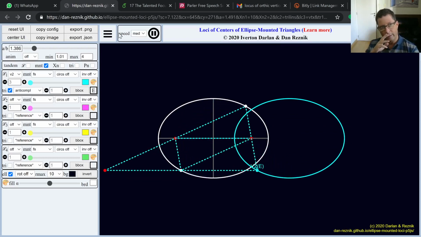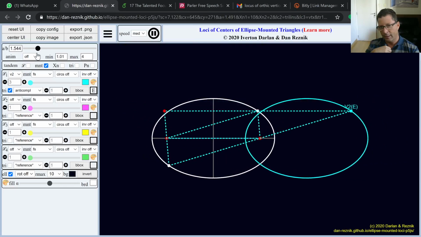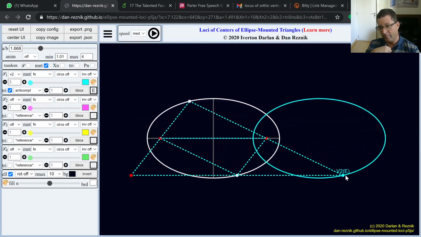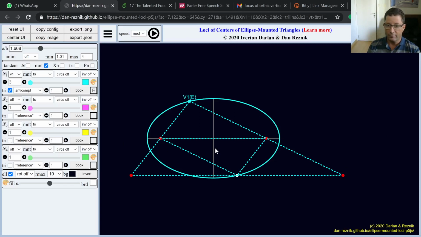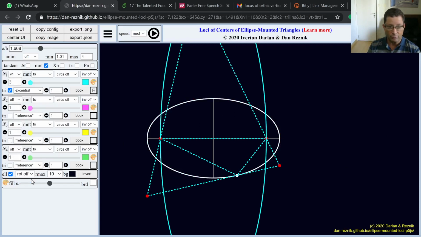So this is actually pretty cool, and I can of course change A over B to observe this phenomenon. I'm looking at the locus of V2 of the family of anti-complementary triangles. So now let's go ahead and take a look at V1 again, but not of the anti-complementary, but of the excentral triangle. So let's take the excentral triangle.